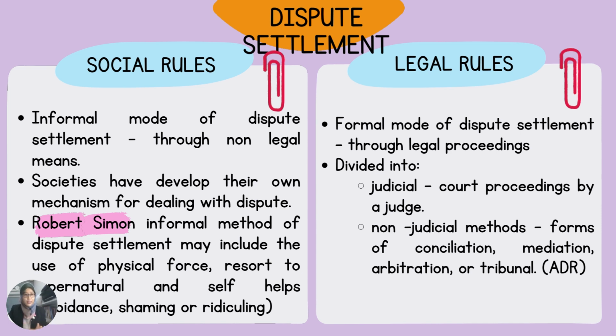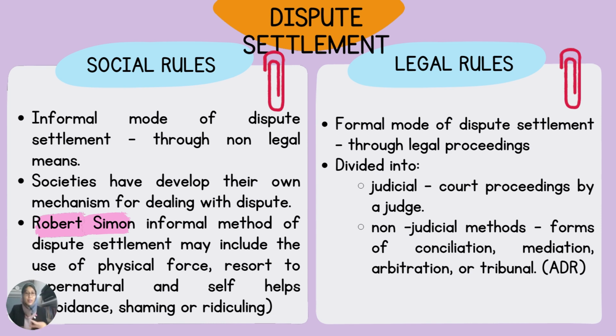And for the legal rules, it is clear. We have legal proceedings to settle the dispute. When you have a dispute, you go to the court to settle it. But you need to know that under legal proceedings, we have judicial and non-judicial methods. Judicial means court proceedings by a judge. You go to the court and the judge will settle it by giving a decision. The second method is non-judicial, which we call alternative dispute resolution, or ADR. For example, we have conciliation, mediation, and arbitration. Those are methods to settle the dispute outside the court. So that is the legal rules.